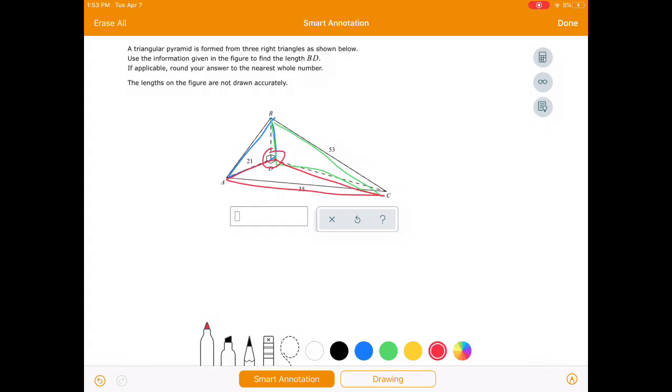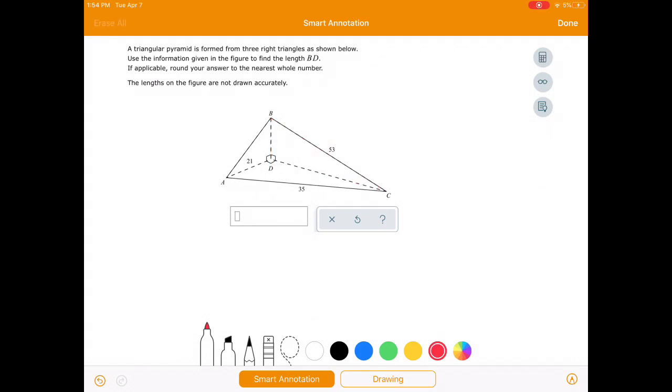Now the issue with this particular problem is that BD is a part of this right triangle, but we only have one side, so we can't use that information at first to figure out what BD is. BD is also part of this right triangle, but once again you only see that we have one side, and we need at least 2 of those sides in order to find BD. So we can't start with either of those.